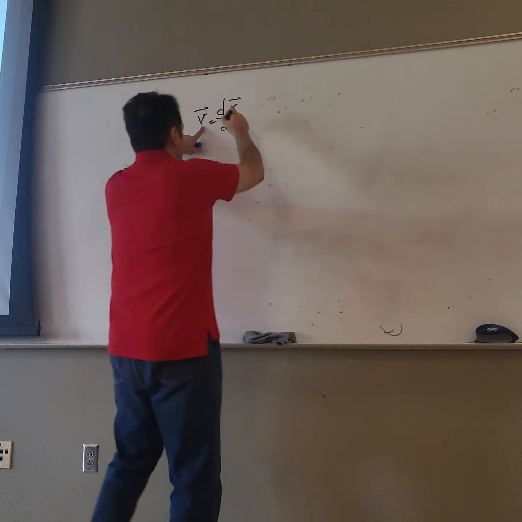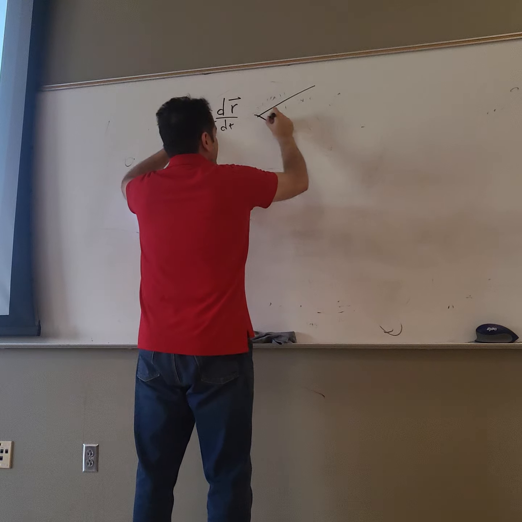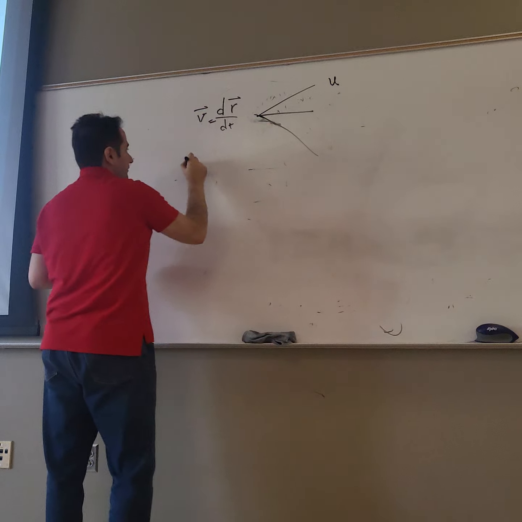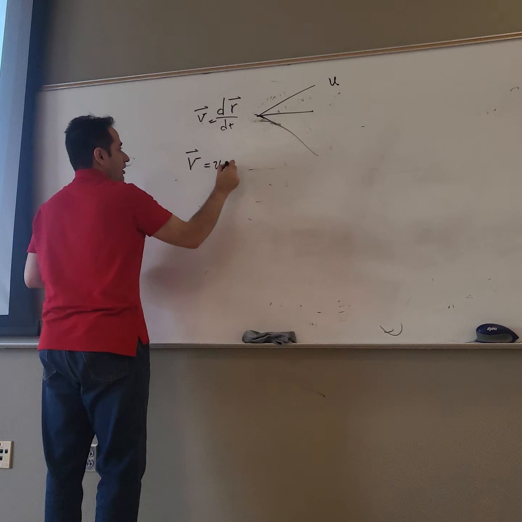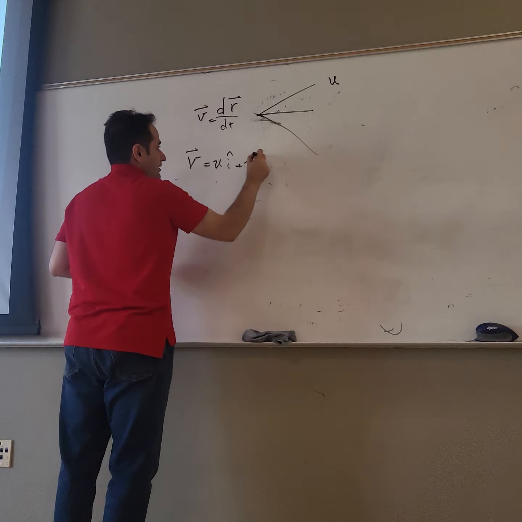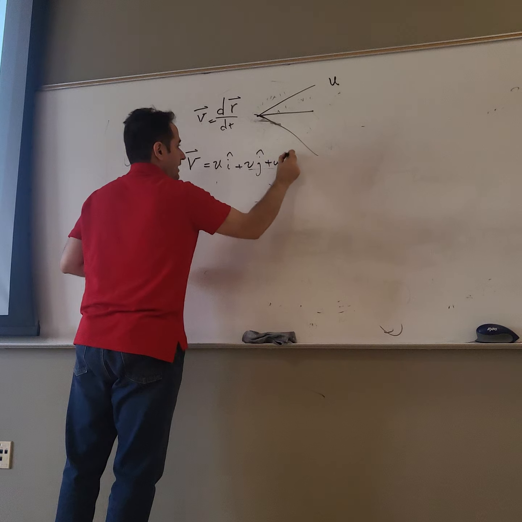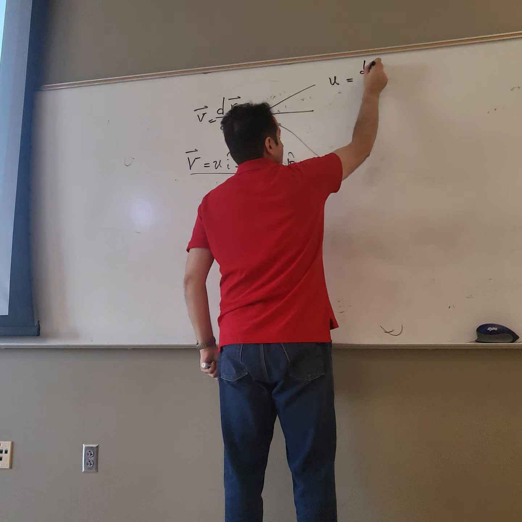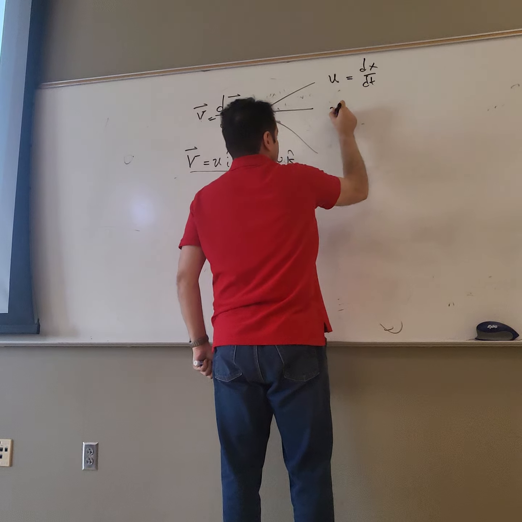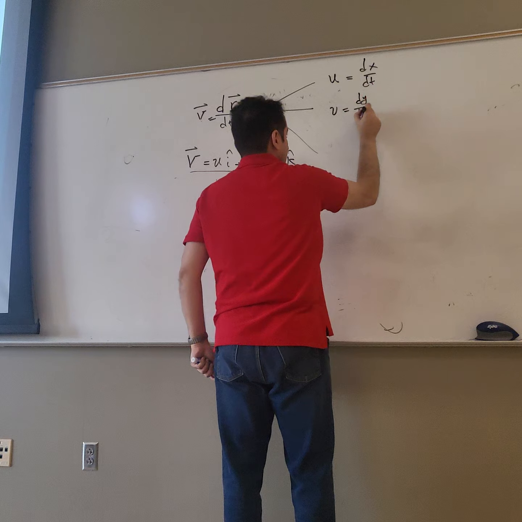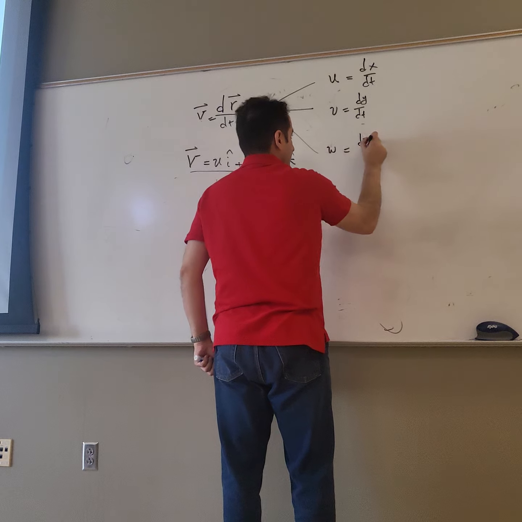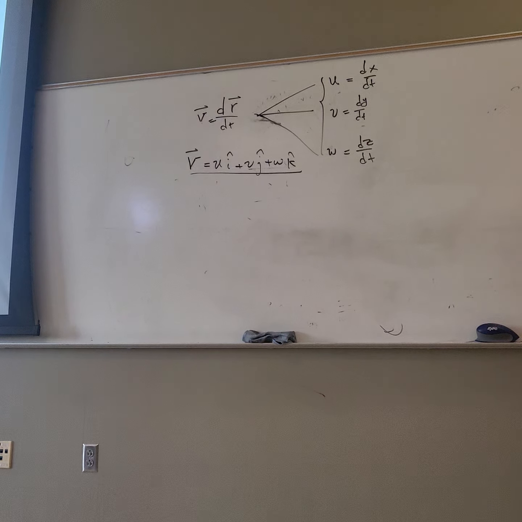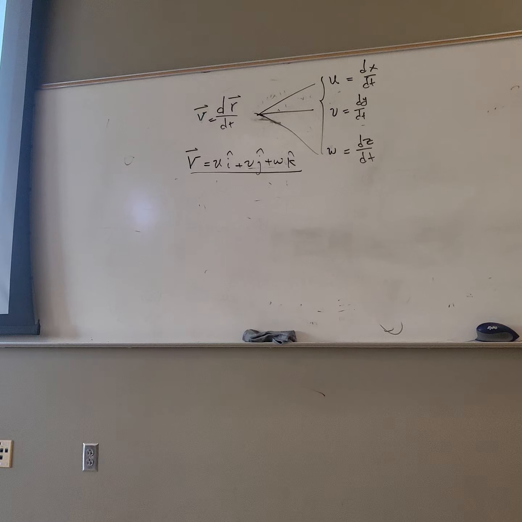So if I write the components of that, you have 3 components in 3D space. If you write the velocity vector V as Ui plus Vj plus Wk, you have three components. U is what? dx/dt. V is what? dy/dt. W is dz/dt. Right? Just the differential velocity, distance over time. That's just infinitesimal.